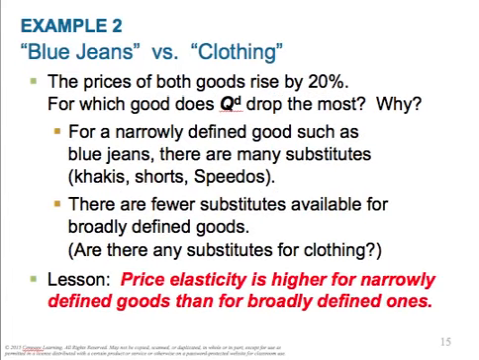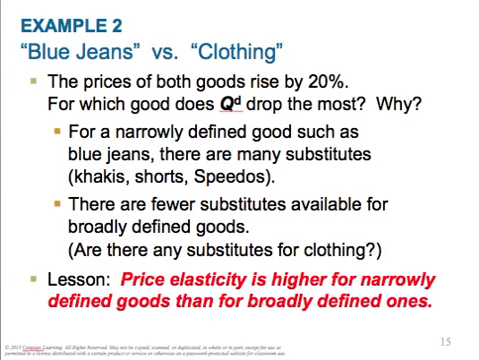Example 2, blue jeans versus just clothing. The price of both goods rise by 20%. For which good does quantity demanded drop the most and why? For a narrowly defined good such as blue jeans, there are many substitutes. Khakis, shorts, Speedos, hopefully not in my class, but whatever. Whatever floats your boat, folks. However, there are fewer substitutes available for broadly defined goods. Just clothing in general. There's really, especially in my class, no alternative to not wearing clothes.